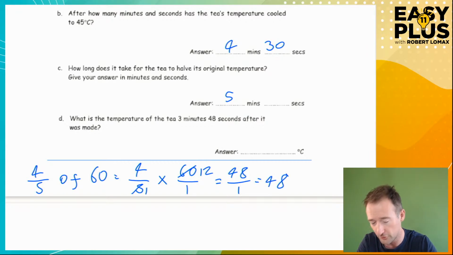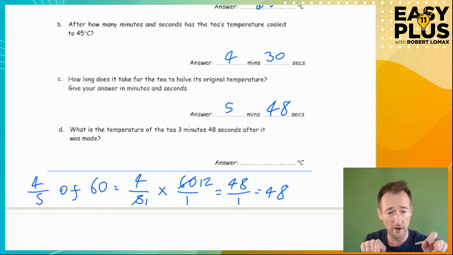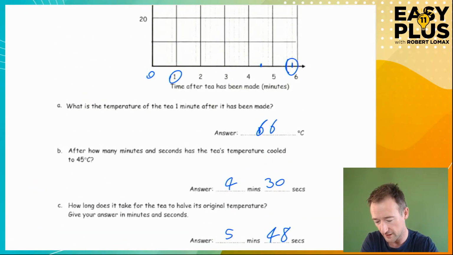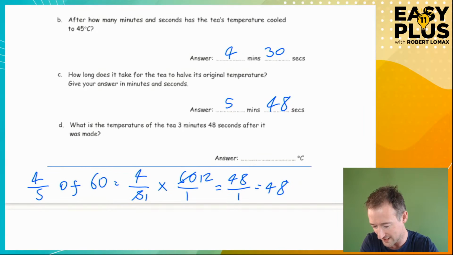Okay, you could also do it as a decimal problem, so you could do 60 times 0.8. That would actually be my preferred way of doing it, but I said 4/5. I thought I would stick with it. 5 minutes, 48 seconds. Now, there's obviously going to be a bit of leeway here, but if we go with it being that line, then 48 seconds makes sense. And in fact, that is going to help us with the next question, because what is the temperature of the tea 3 minutes 48 seconds after it was made?